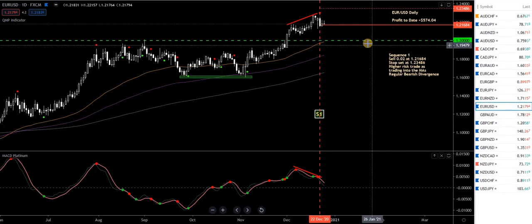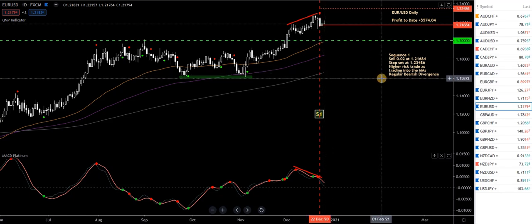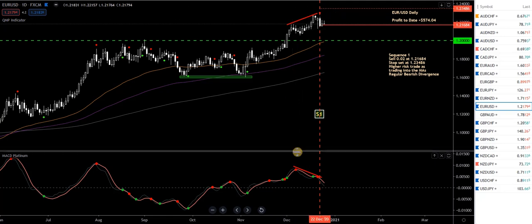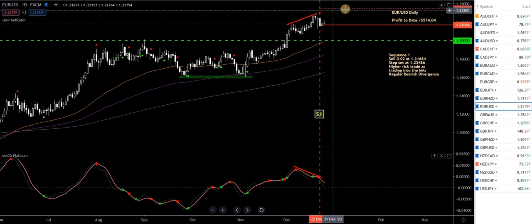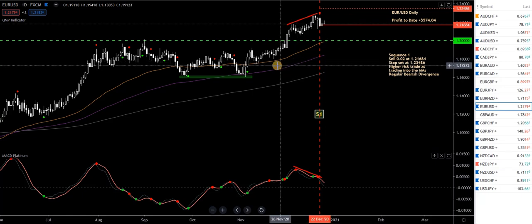Euro USD in a sell up here, higher risk trade. You can read it there, trading into the MAs, regular bearish divergence. You can see it clearly there. And we've got a stop in place up there. Just plodding along on the euro.